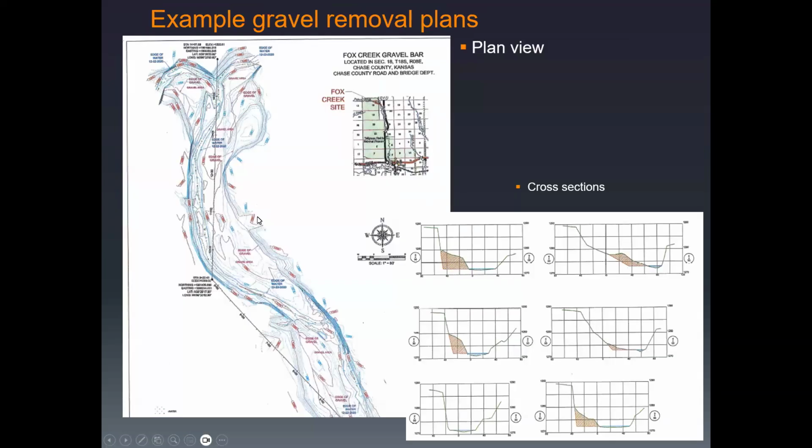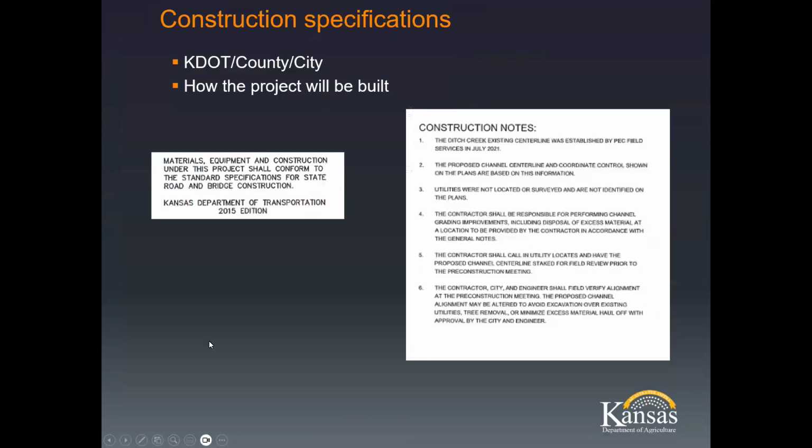These are examples of gravel removal plans. You need a plat of where you're going to remove it, and then cross sections of where you're going to remove the gravel from. Construction specifications. If you're going to use KDOT or a city or county specification that is already published, you could just note that on your plans. These are examples of some specifications that we've gotten. You can see that somebody used the KDOT specifications, and then somebody else just outlined exactly how they were going to build the channel, how they were going to do that channel change.